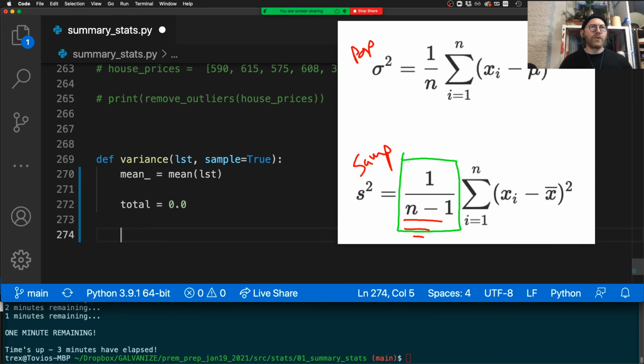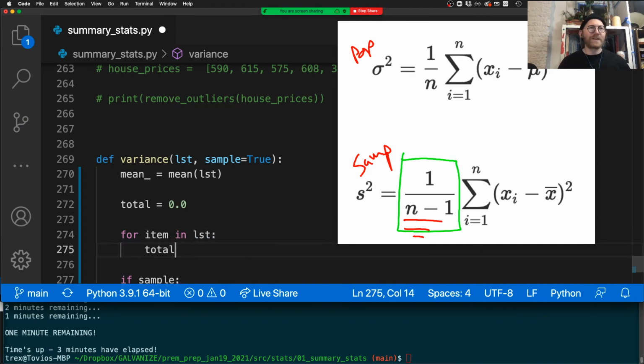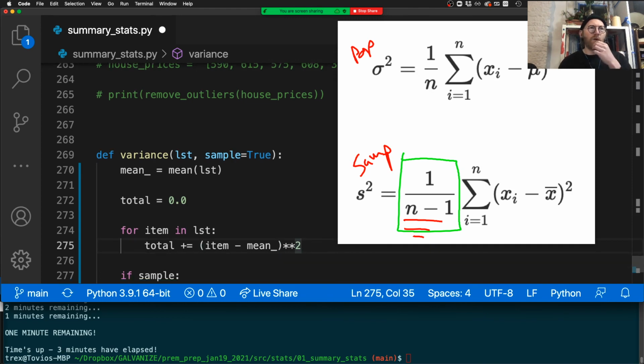I'm going to show you 2 ways to think about this. You can either do a conditional if it's a sample, which by default will be true. If it's a sample, then we can return the total divided by, we need to run a for loop, sorry. So for each item in the list, we want to accumulate into the total the item minus the mean. This is our x sub i minus the mean. And we want to square that.